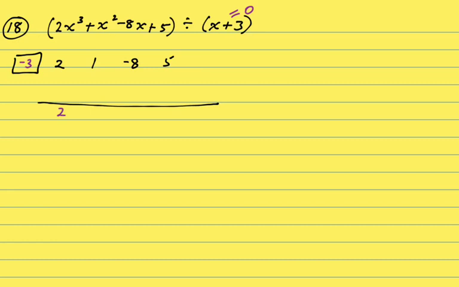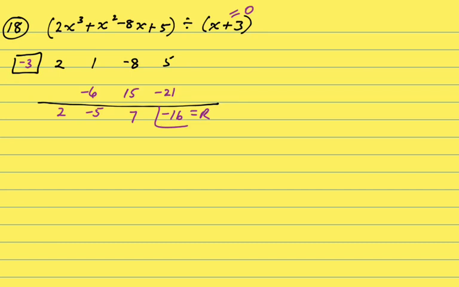So 2 comes down, multiply, negative 3 times 2 is negative 6. Put it here and add, negative 5. Negative 3 times negative 5 is 15. Add, I think, gives me 7. Negative 3 times 7 is negative 21. When I add, I get a remainder of negative 16.